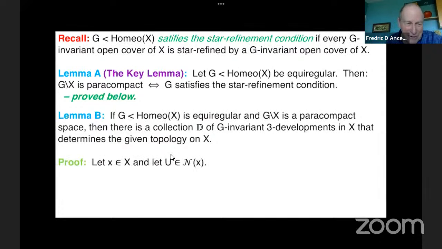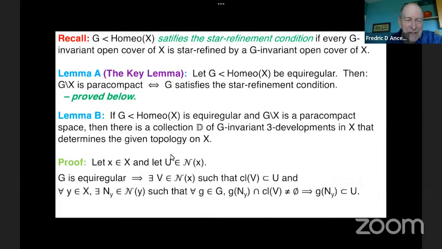So how do you do this? You start out, you take a point and an open set containing it. Since G is equiregular, I can find a smaller open set containing the point whose closure is in the bigger open set. And I have all of these neighborhoods at every other point, which if they translate via group elements to hit the closure of V, then they are contained in the larger open set.